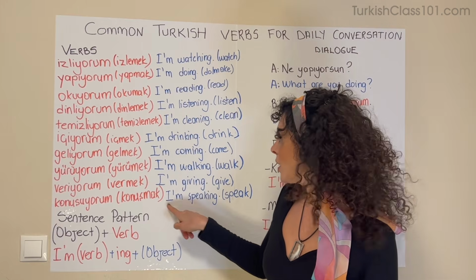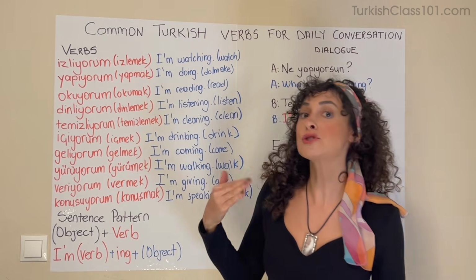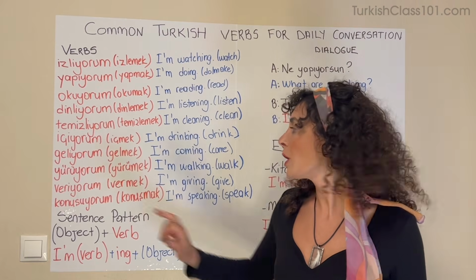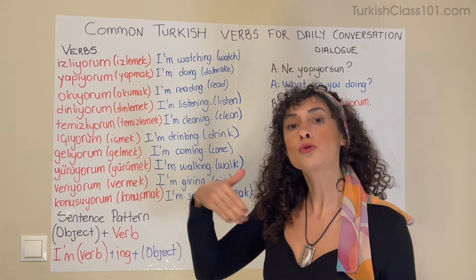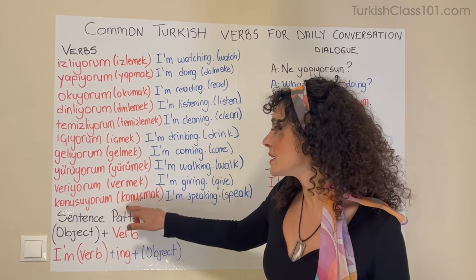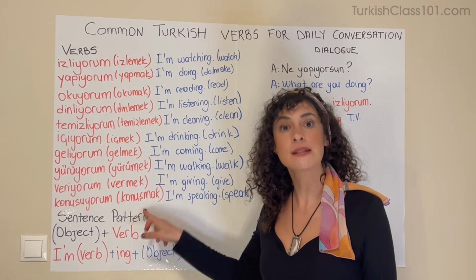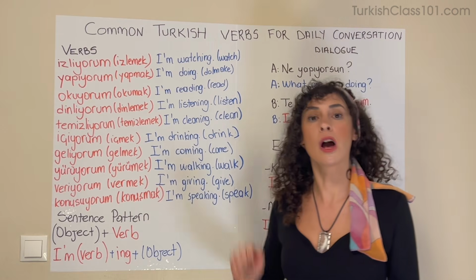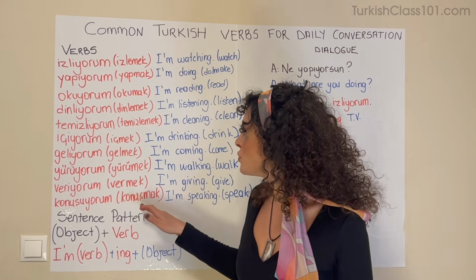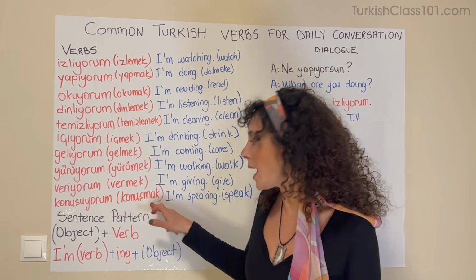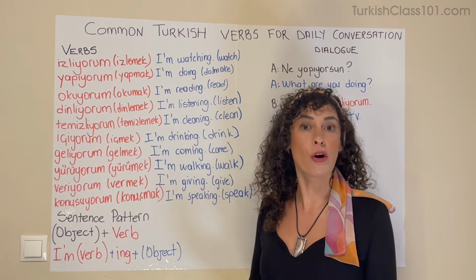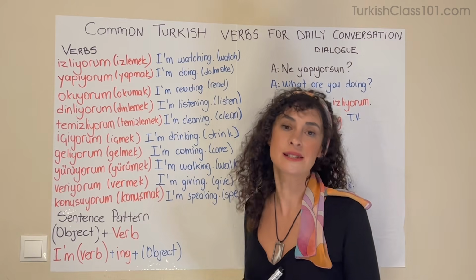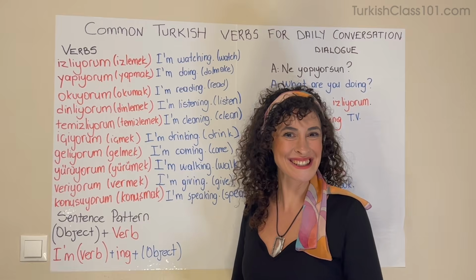Konuşuyorum. I'm speaking or I'm talking. There is no difference in Turkish. Speaking, talking. Okay? And the dictionary form is konuşmak. Speak or talk. And again, you have to take the mak at the end of the dictionary form before adding any suffix. Okay?